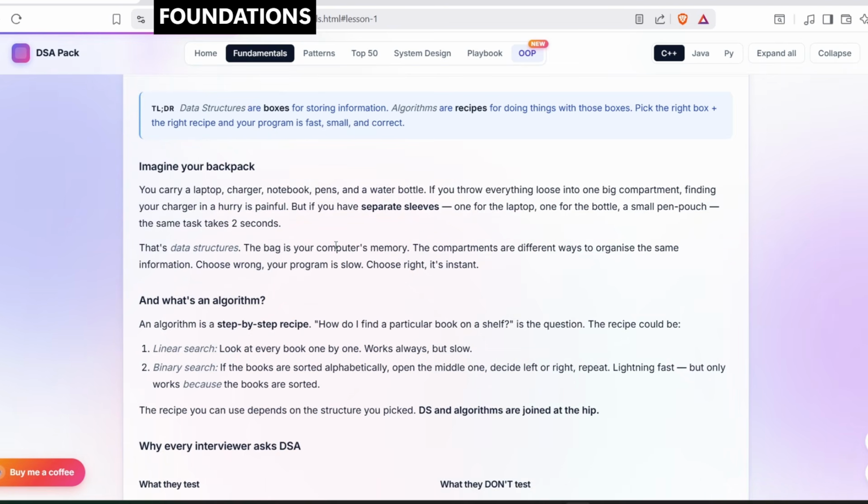Assume that data structures are boxes for storing information and algorithms are recipes for doing things with those boxes. Pick the right box, place the right recipe, and your program is fast, small, and correct. At the end, we need these things: fast, small, and correct. You have to reduce the time, you have to reduce the money, budget, etc.